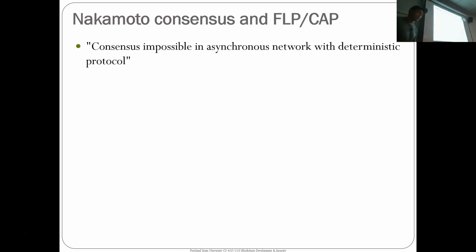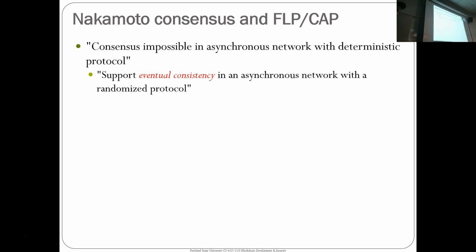Okay, so let's go back to the Nakamoto consensus and look at this FLP and CAP result. So the FLP statement is consensus is impossible in an asynchronous network with a deterministic protocol. So what the Nakamoto consensus and the Bitcoin consensus protocol does is that, this assumes that we want the thing to be consistent at all times. We're going to loosen the consistency requirements. So I want to support eventual consistency.